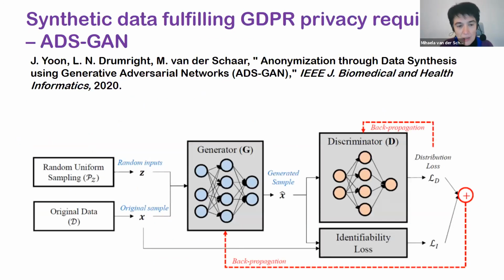So the first paper that I'm going to highlight was done together with a former student of mine, Jin-Sung Yoon, who now works for Google Research, and a colleague of mine, Lydia Dramwright, who is an epidemiologist. And the focus here was really to generate synthetic data that fulfills GDPR privacy requirements. And this work is based on generative adversarial networks, which are very familiar probably to you by now, but make some important innovations on top of this framework.